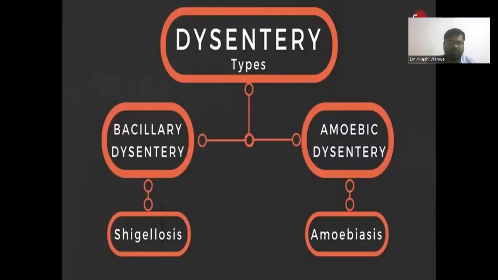So here we have two types of dysentery. Basically, one is bacillary dysentery, which is caused by Shigella, or it is also known as shigellosis. And another type of dysentery is amoebic dysentery, which is also known as amoebiasis. This is caused by amoeba, like Entamoeba histolytica.